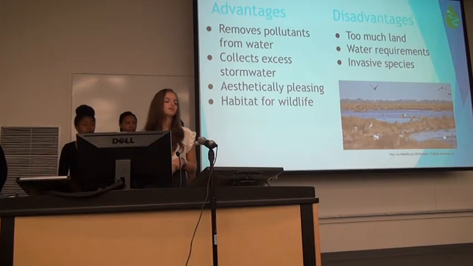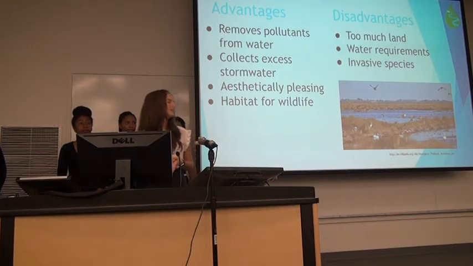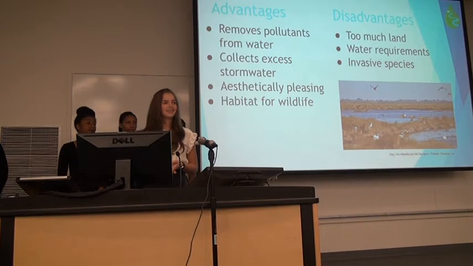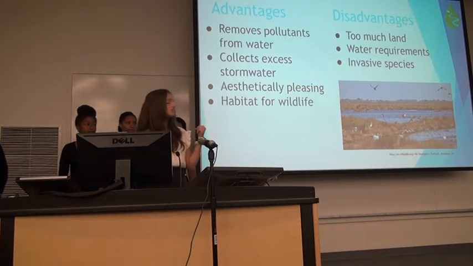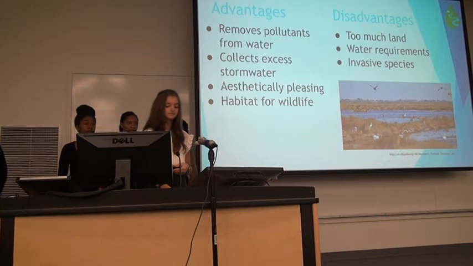the wildlife. Some of the disadvantages include that it occupies too much space, and it needs to meet some water requirements in order to be healthy and functioning. Finally, poorly maintained wetlands can be colonized by invasive species. So the plants in a wetland are purposely chosen because they can withstand different weathers, but the invasive species take over and choke out these native wetland plants.